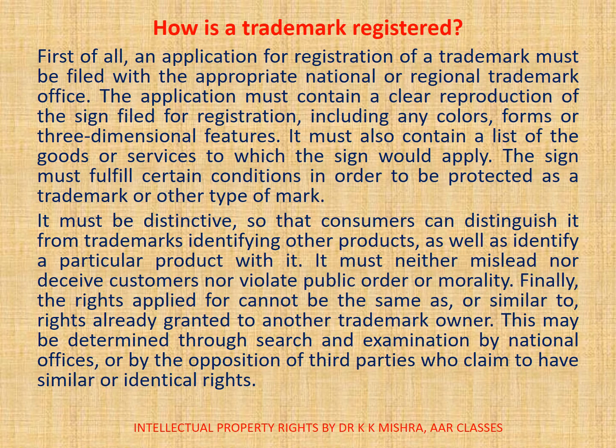How is trademark registered? Here is the procedure explained. First of all, an application for registration of trademark must be filed with the appropriate national or regional trademark office. The application must contain a clear reproduction of the sign filed for registration, including any colors, forms, or three-dimensional features. It must also contain a list of the goods or services to which the sign would apply.